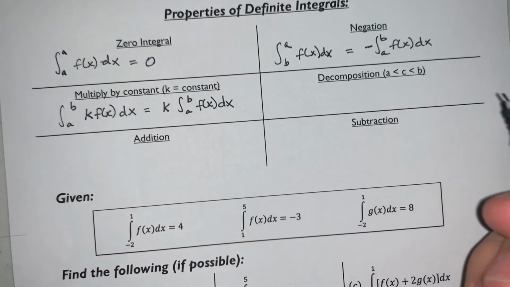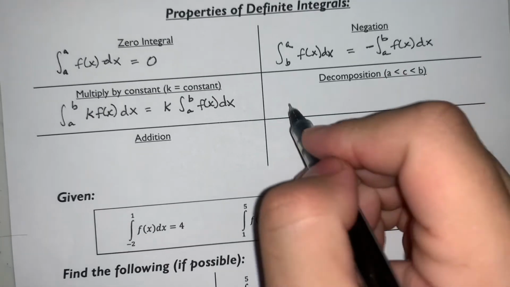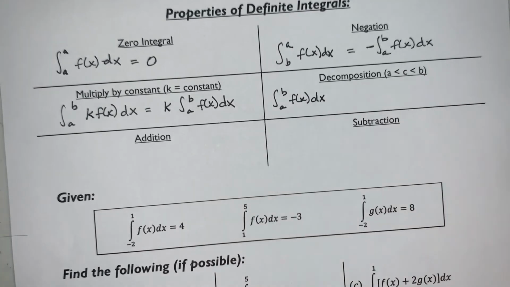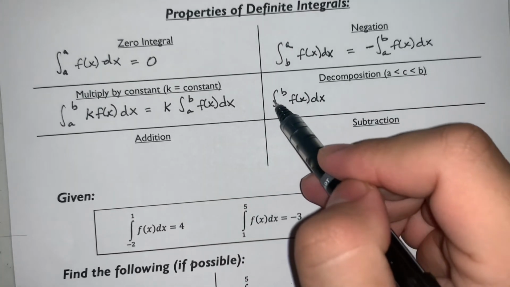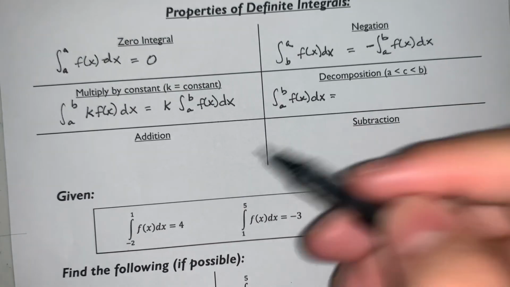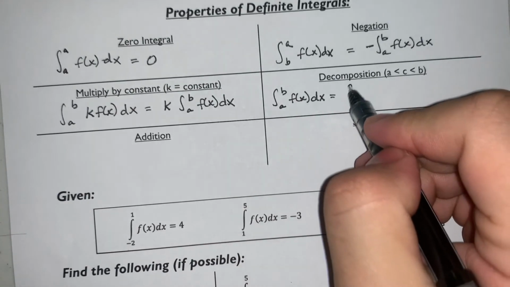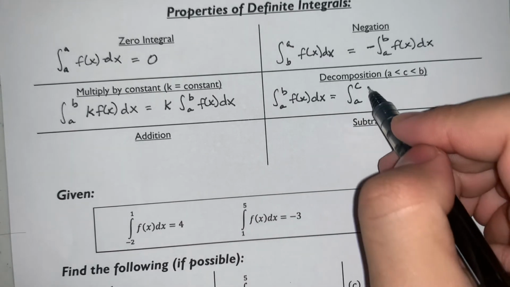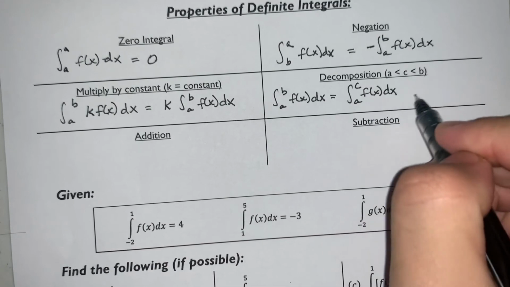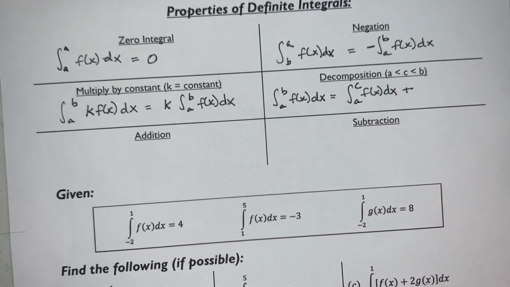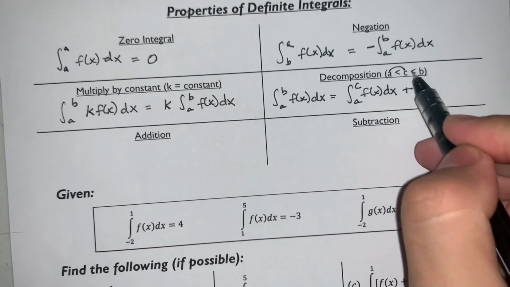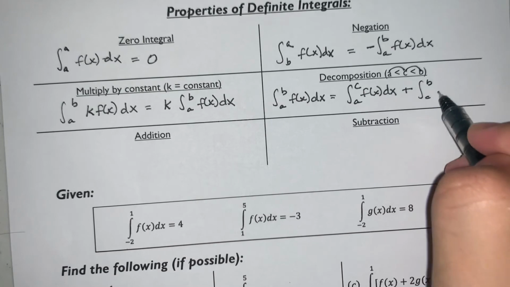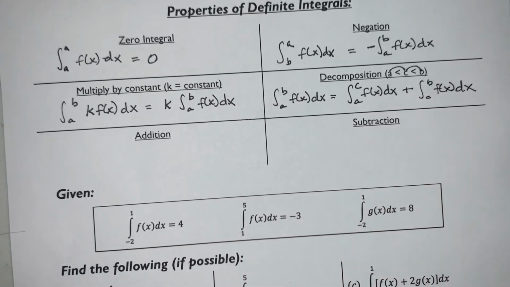Decomposition: I've seen this with graphical problems, but it's worth noting. If you have an integral from a to b of f of x dx, and you know that there is a value c in between, you can break up the integral into parts. You can instead do the integral from a to c, knowing that c is between a and b, of f of x dx, and then add the integral from c to b of f of x dx. You're taking the integral from a to c and then from c to b separately, and that works too.